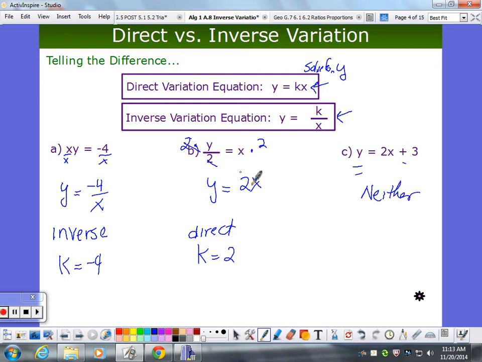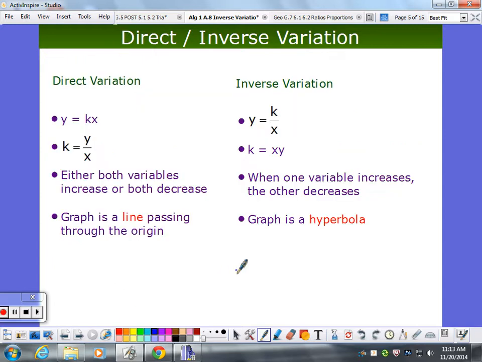Okay, so that's what you do. You solve it for y, and then you decide what it looks like. Okay? So those are the examples in the middle of the page. Direct versus inverse. Let's summarize what we've seen so far.